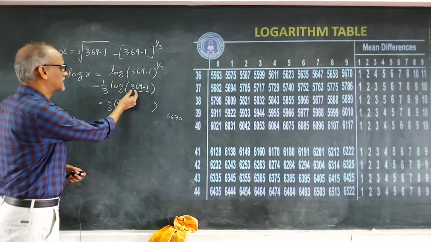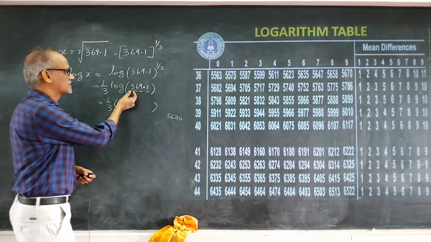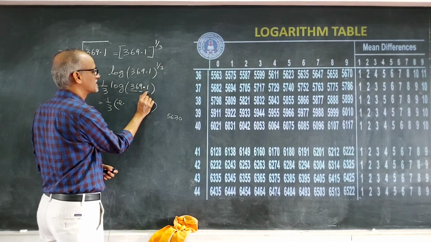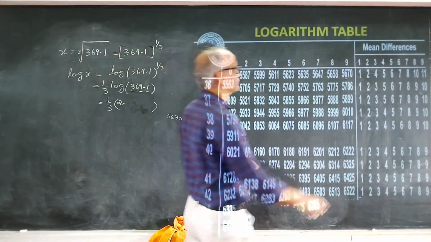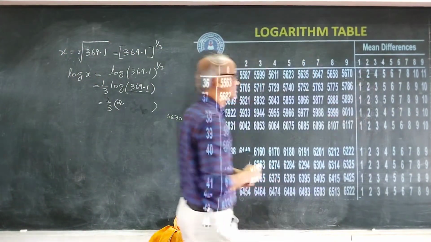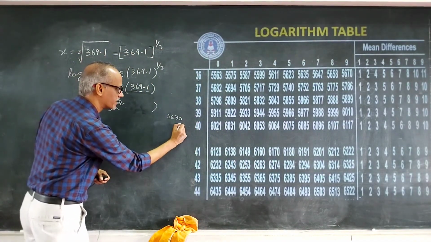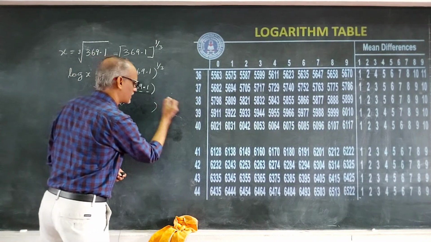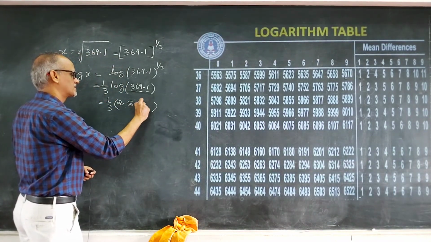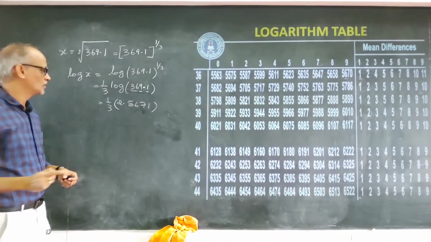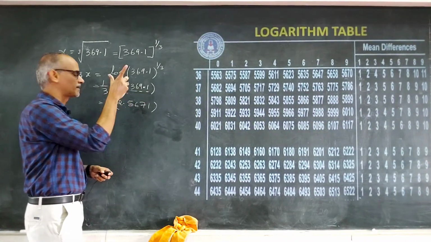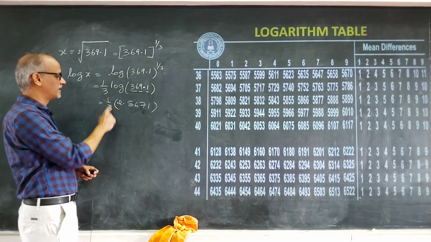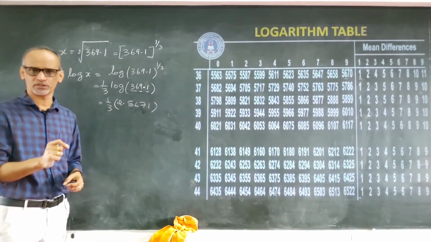Now that is the intersection of 36 and 9. In the same row 36, you have to find the value of the mean difference for this number 1. So 1 is here, and the mean difference is also 1. That mean difference you need to add here at the end. So I'll get 5670 plus 1, 5671. So I'm going to write it, 5671. So basically now we have found the log of this number. But it is into 1 by 3, and into 1 by 3 means dividing by 3.